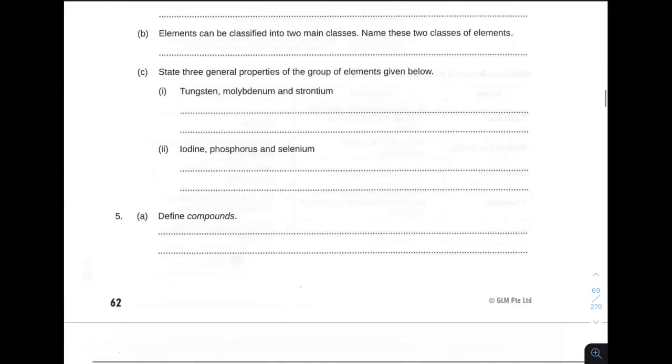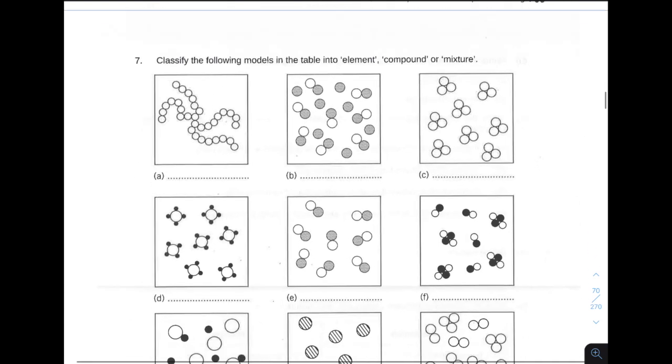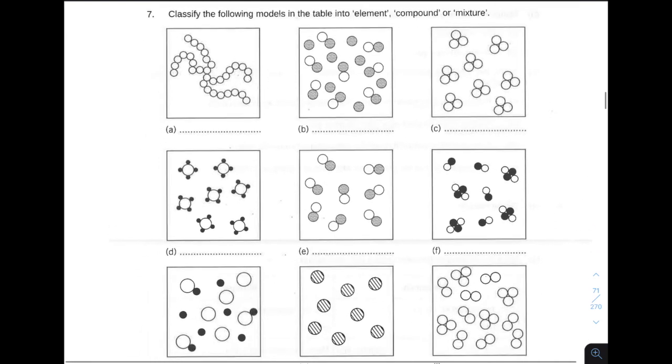Okay. Now, one common example of a question is something like this, where you will need to know how to identify an element, compound, or mixture. What I would do is use a habit to identify any patterns. So over here at C, we realize that there is only one pattern. So I'll draw a square box, and within it, I can see that they are all made up of the same shape or size or even color of particles. So this must be an element.